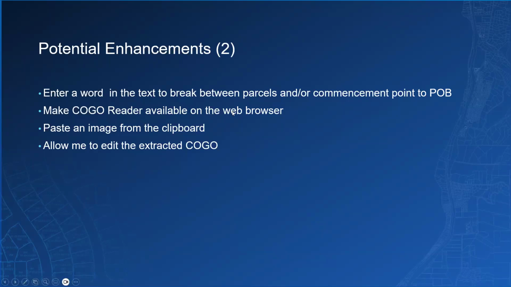Make COGO Reader available on the web browser. So yeah, that's something that we think can be a game changer, especially if we expose it on ArcGIS Online, such that it is made available to people like the deed examiners or even title companies outside of your organization, that can use it to basically see the parcel geometry and verify that everything closes properly. We wrote and implemented the software in such a way that we could do that. So it's something that we are thinking about.